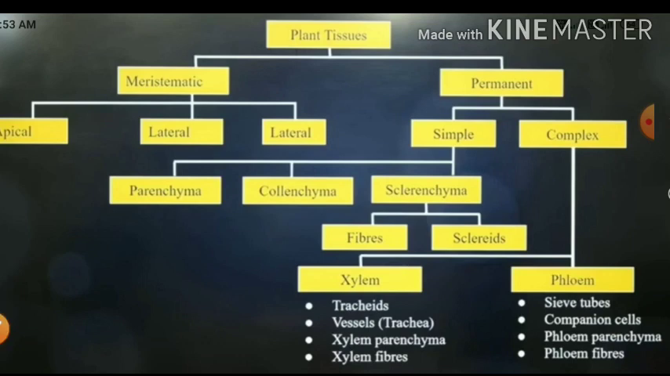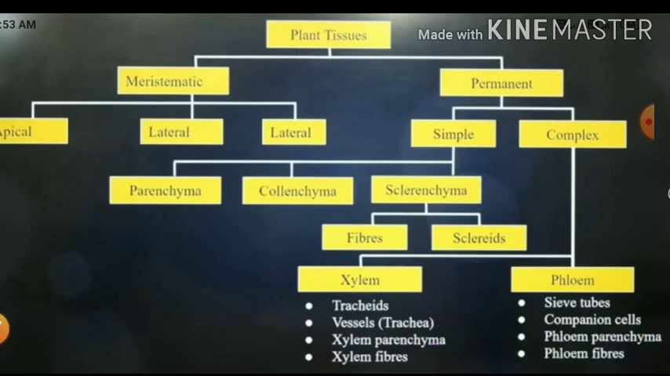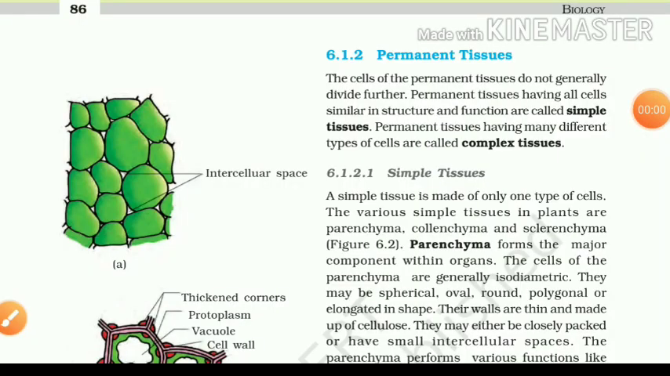So xylem consists of tracheids as well as vessels, and xylem parenchyma as well as xylem fibers. In phloem, sieve tube elements, companion cells, phloem parenchyma and phloem fibers are present. So this is an outer look, or just an outline of today's concept. So guys, we have seen the outer look. Now this is the continuation of that.